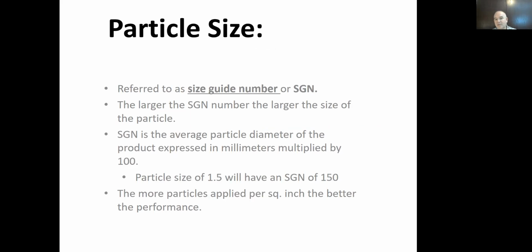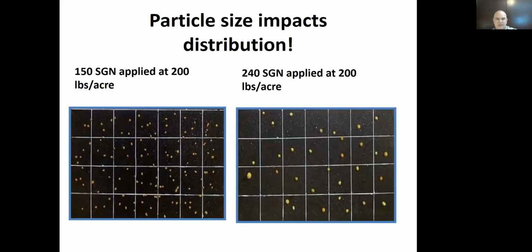The other thing that we need to think about is particle size. And we talk about the size guide number, or SGN. The bottom line is the larger the number, the larger the size of the particle. And I'll show you why that's a problem in just a minute, or right now, actually.